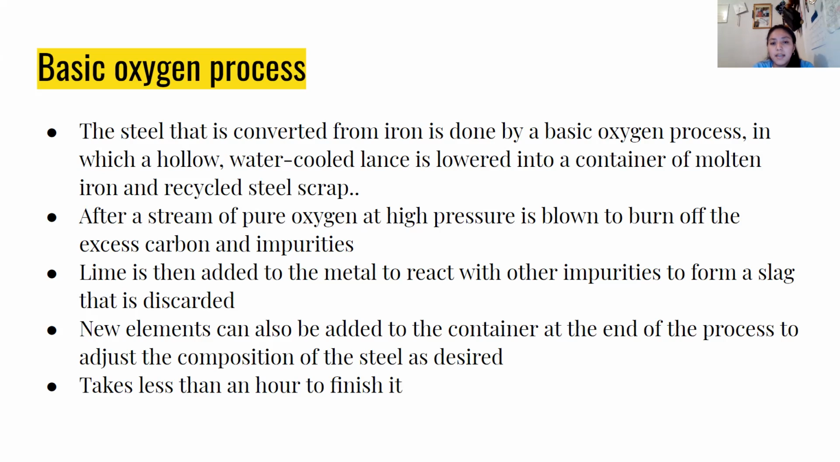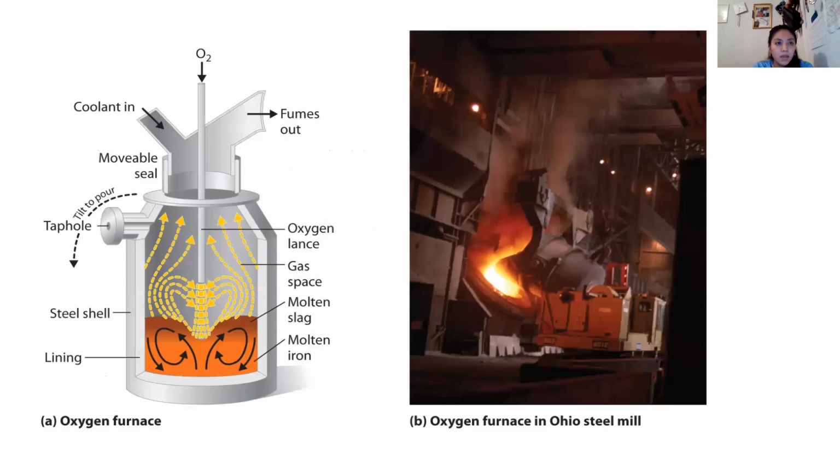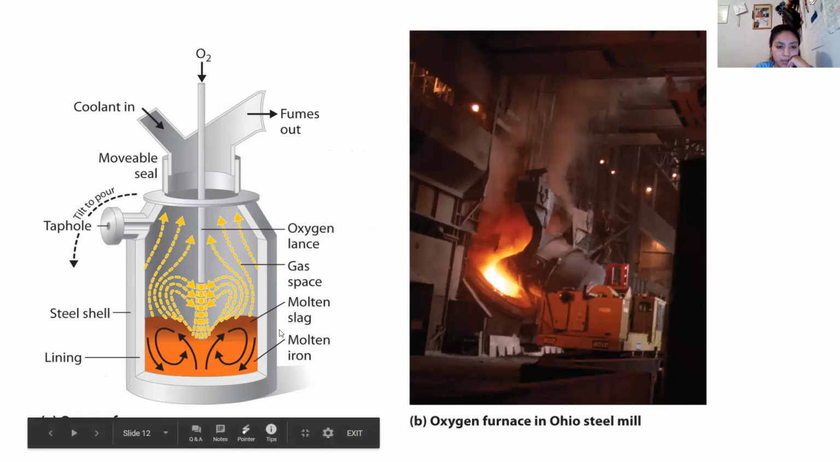Also, new elements can be added to the container at the end of the process to adjust the composition of the steel to its desirable strength. It takes about an hour from the starting point to the finishing point of steel production. This is the oxygen process, which is poured into a container. We have the molten iron already over here, and we also have the opening for the oxygen that reacts with the gas phase in order to produce this.